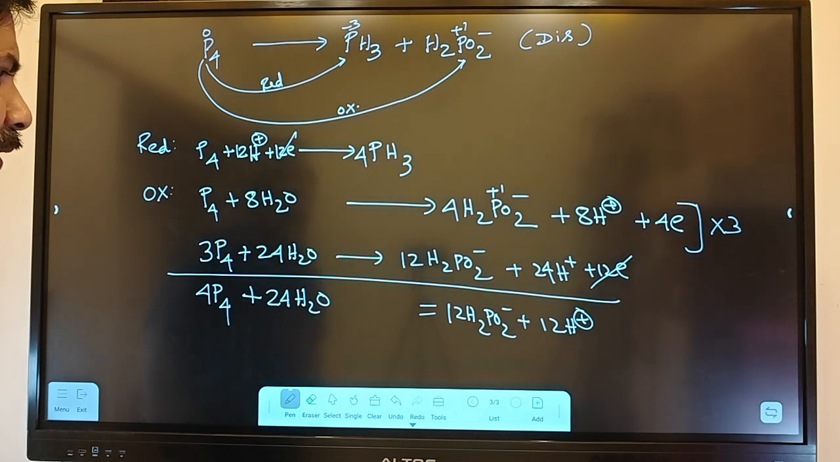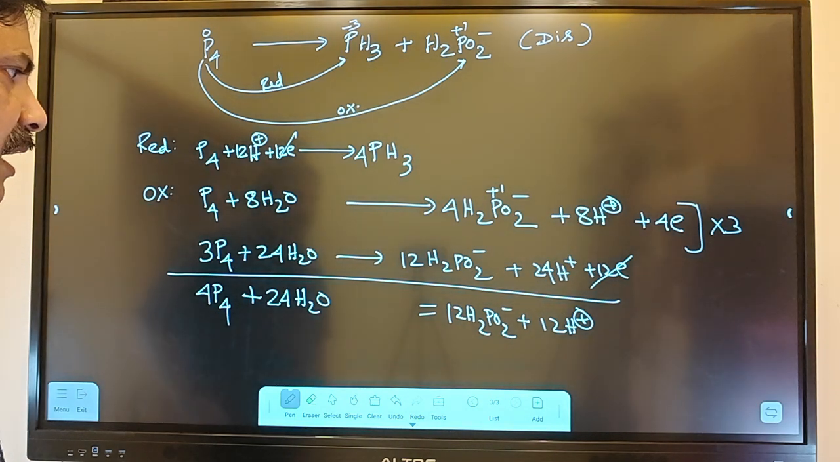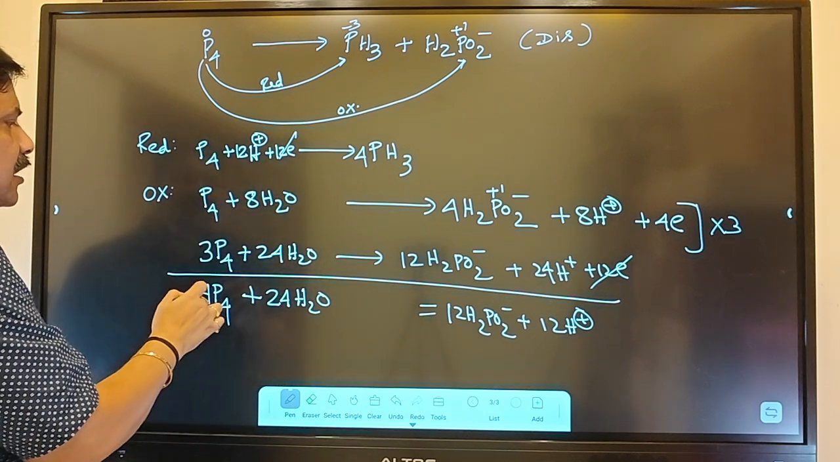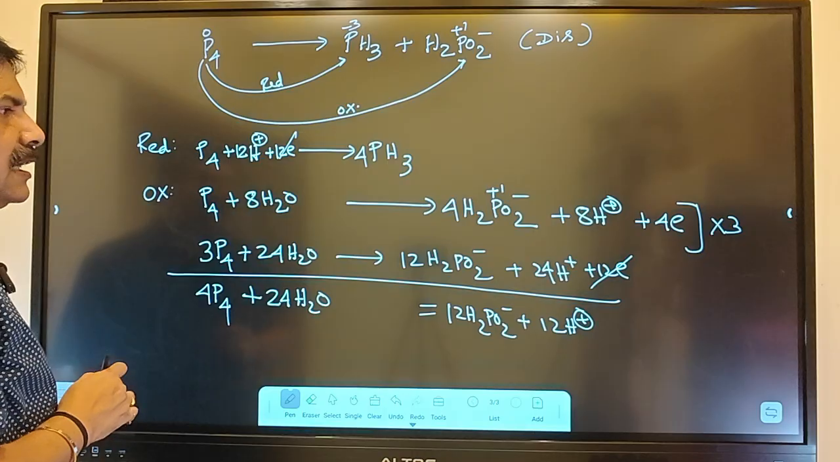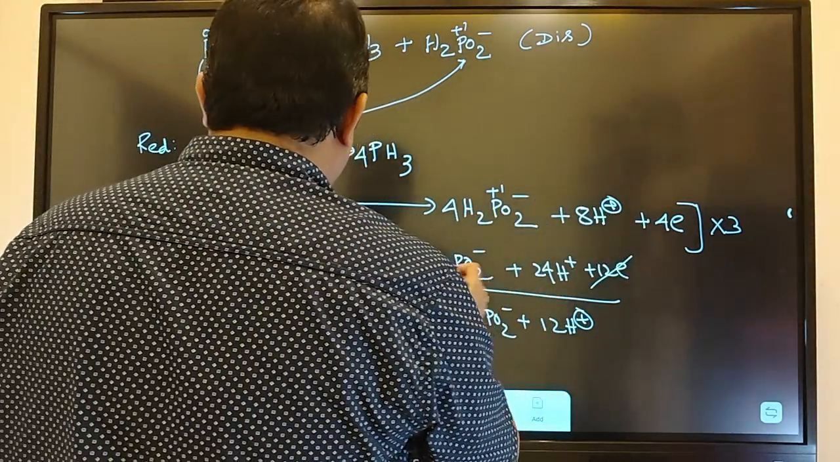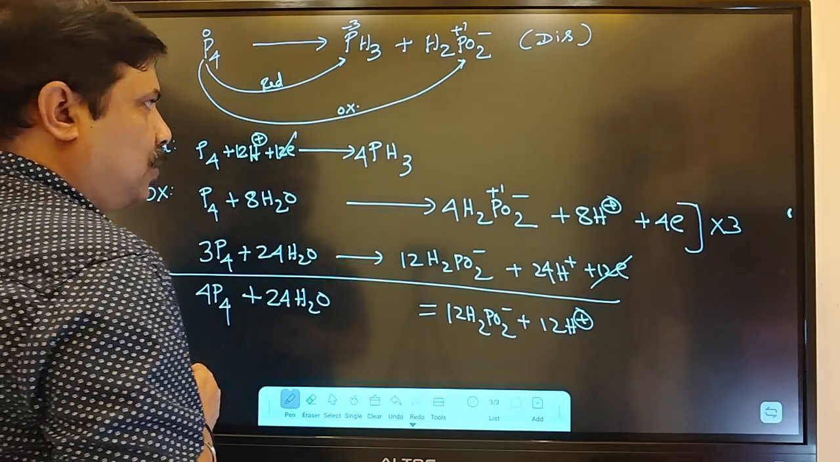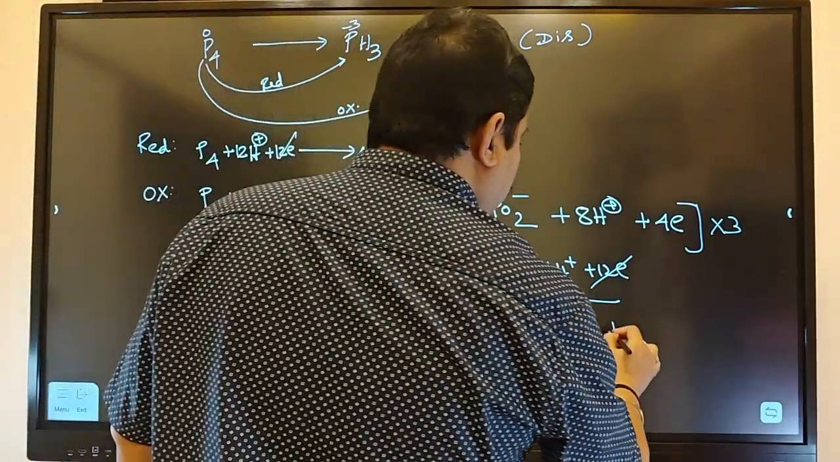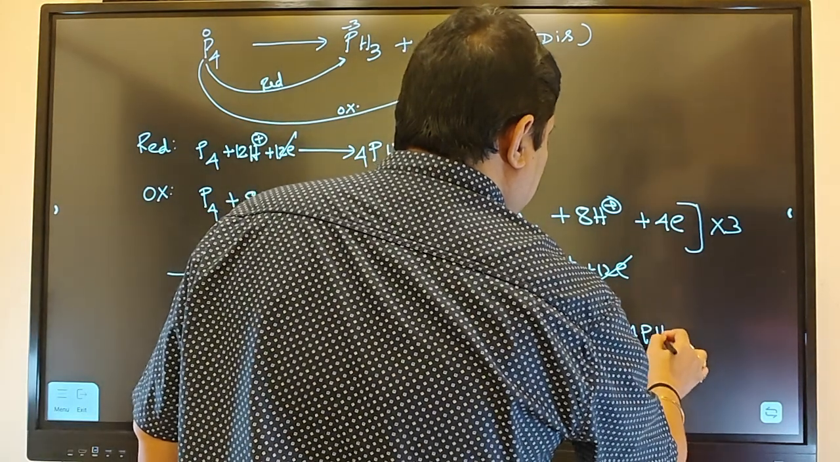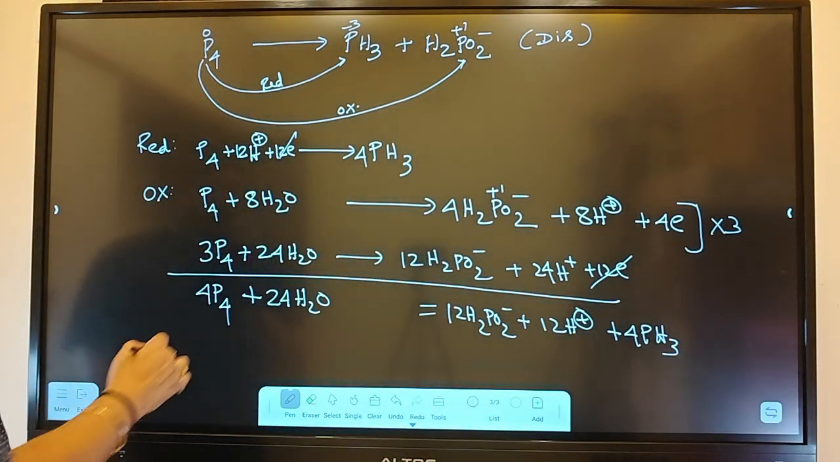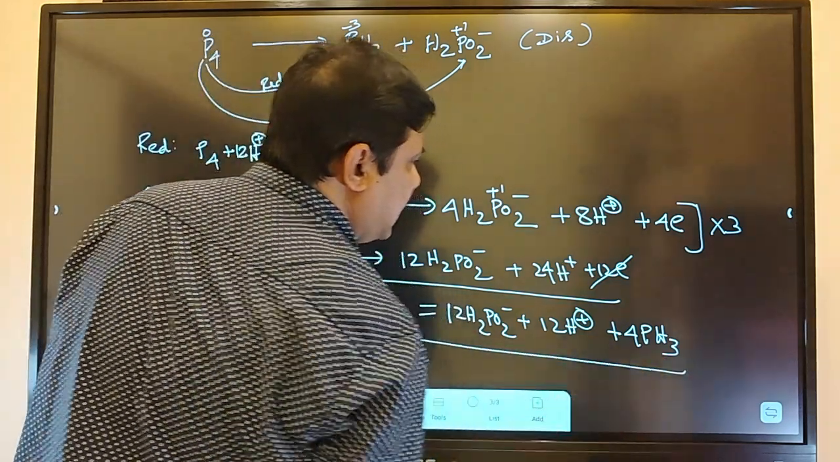So now if you look at over here, the idea is that here I am putting 3P4 and P4, which is nothing but 4P4, and here we are getting 3 into 4, 12 H2PO2 minus, and here PH3 we are missing. So that's why here already there was 4 PH3, that should be over here, 4 PH3 over here. So now if you look at these things, checking whether everything is balanced or not.